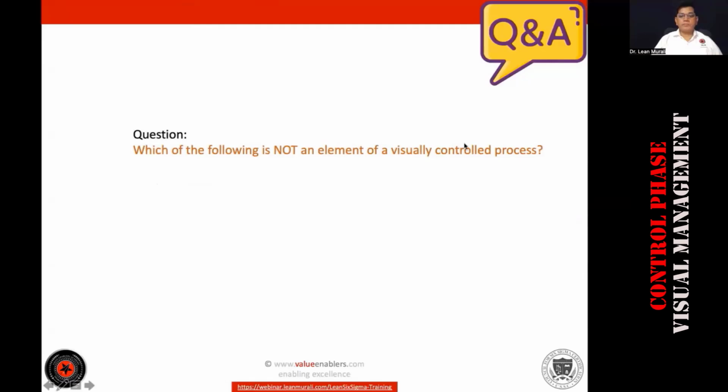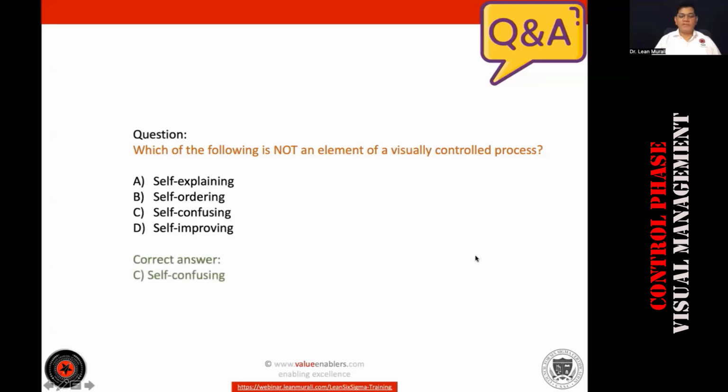So the question: which of the following is not an element of the visual control process? This is a simple question. Self-explaining, self-ordering, self-confusing, self-improving. This is a very simple question, right? Of course, it's self-confusing, right?